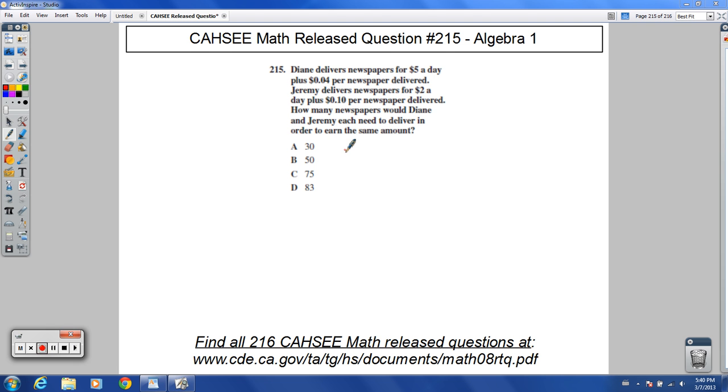And so let's come up with some variables. The things that can vary here are the number of newspapers delivered and the amount that they actually make. We're saying this is in the same day, not in multiple days. In the same day, how many newspapers do they have to deliver to make the same amount? So let's let n be the variable for newspapers. n will be the number of newspapers delivered.